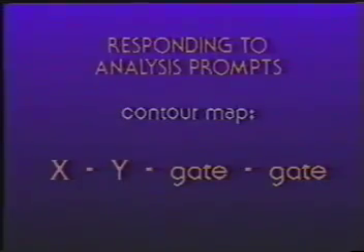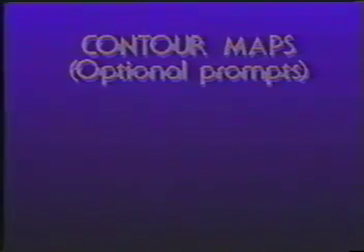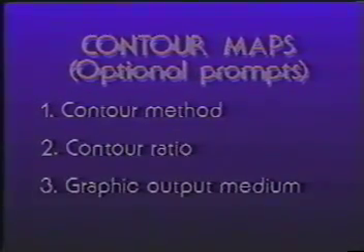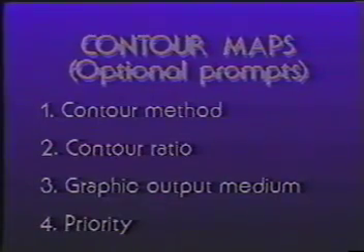To request a contour map, you must answer the required sensor prompts by selecting X for one parameter, Y for another, and entering gates for the remaining channels. Pressing Tab to complete each response will advance the cursor to the following optional menus. You can select the contour method, the contour ratio, the graphic medium, and the priority.